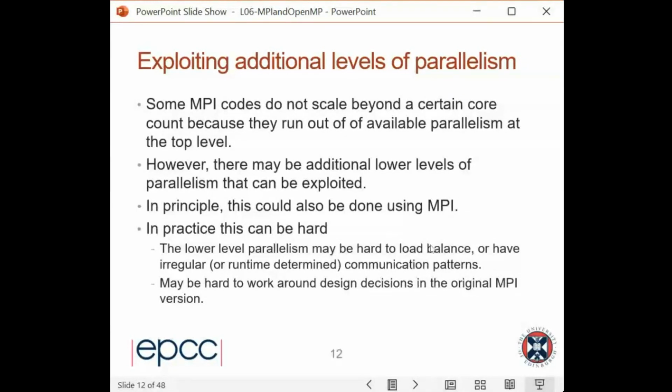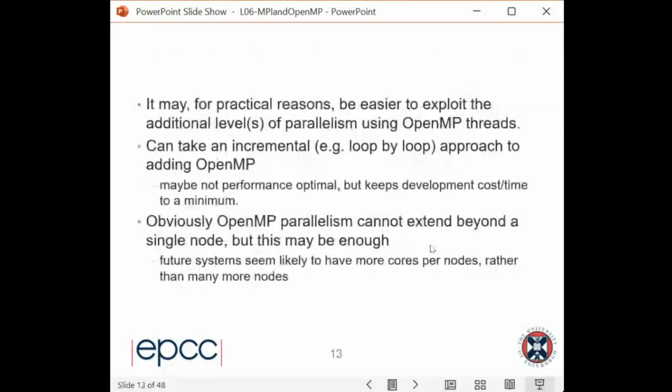However, OpenMP has built-in mechanisms for dealing with load imbalance. And so again, load balance is much easier in OpenMP than it is in MPI, because it's built into the language. So it may be better to use the additional levels of parallelism with OpenMP threads, and you then take an incremental loop-by-loop approach. It might not be optimal, but it's fine. Obviously, as I said, OpenMP parallelism cannot extend beyond a single node, but this is probably enough.